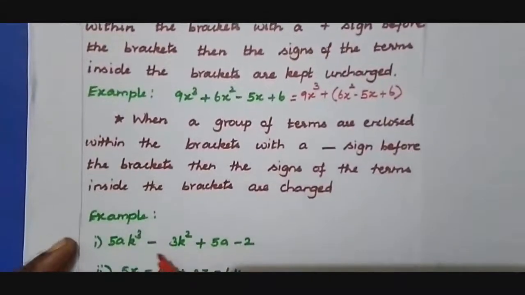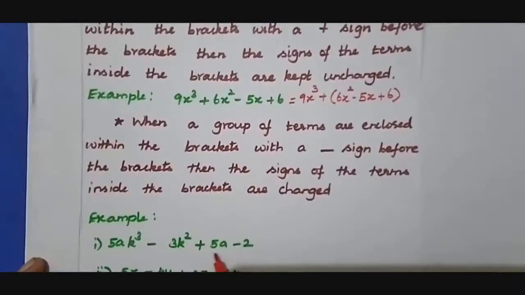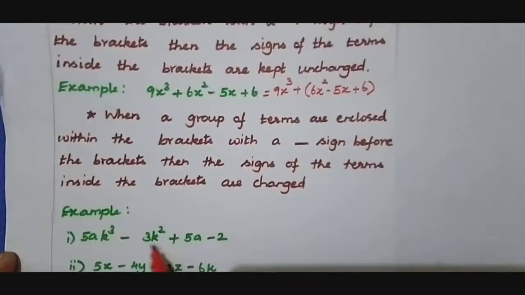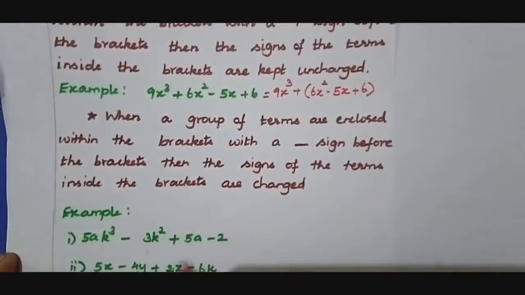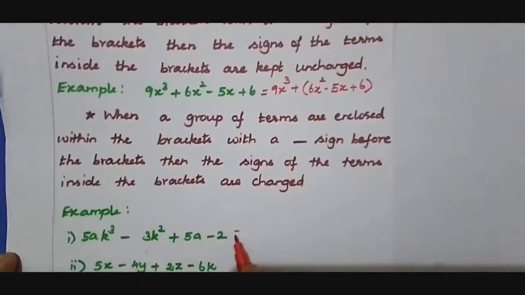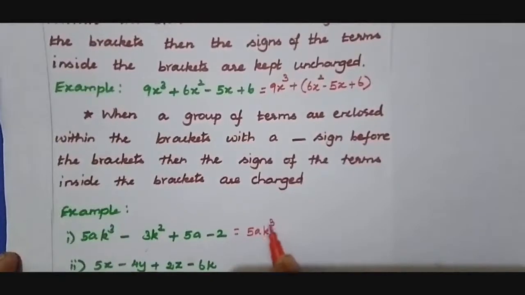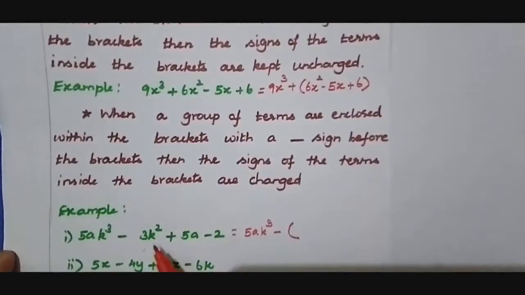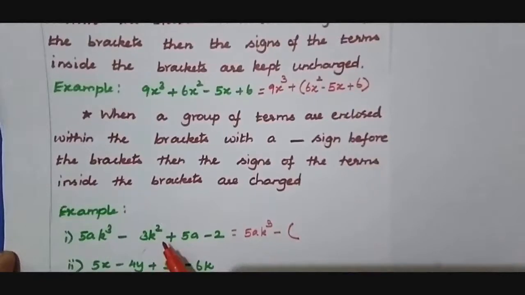Example: 5a cube minus 3k square plus 5a minus 2. Here, suppose we are enclosing these three terms inside the bracket and it is preceded by negative sign, we can write this one as 5a cube minus, so the terms inside the brackets are changed.